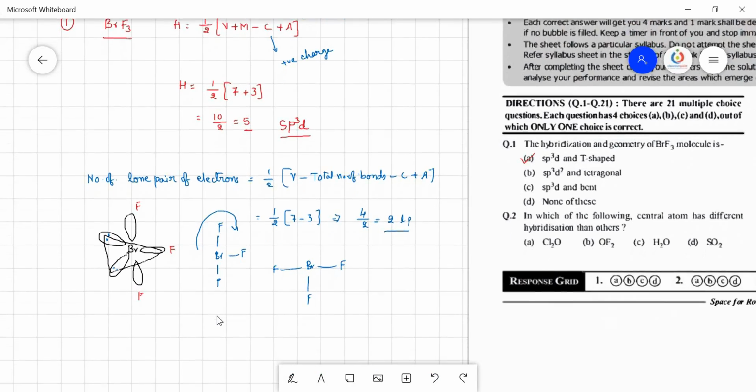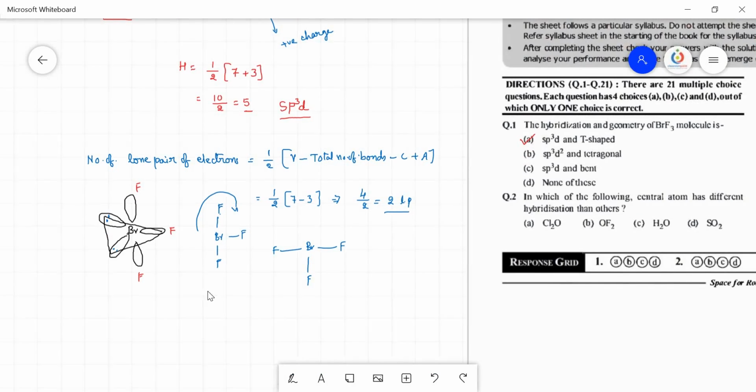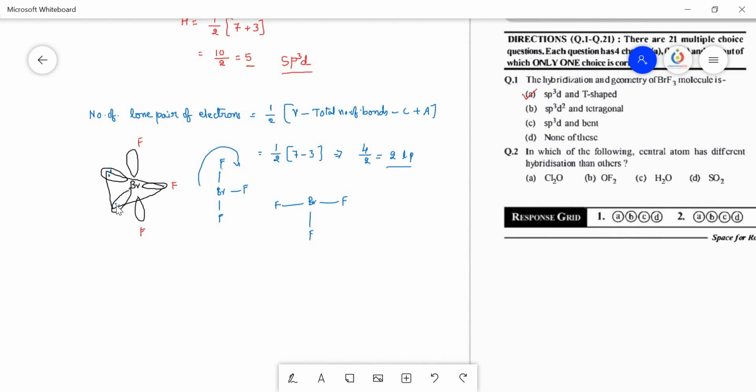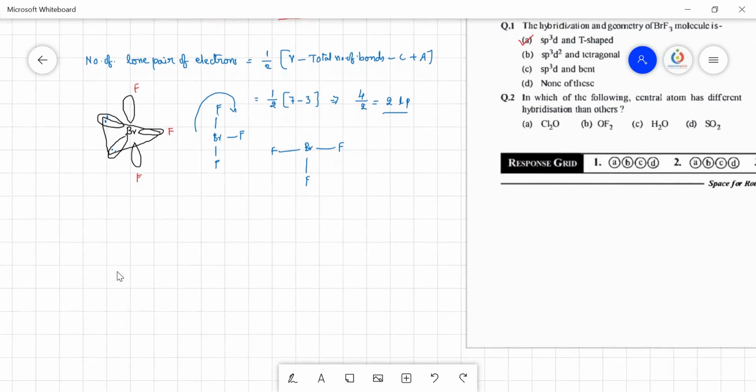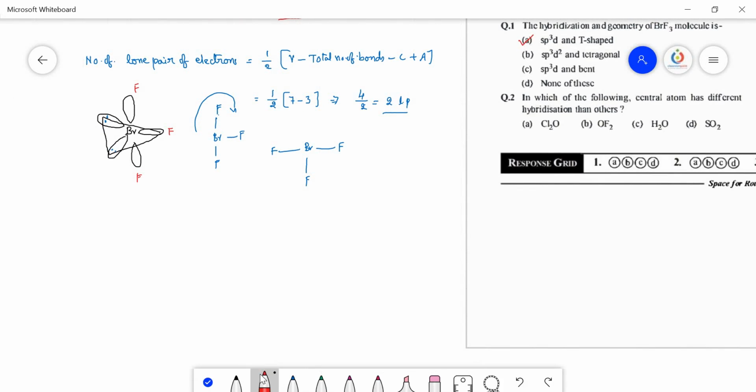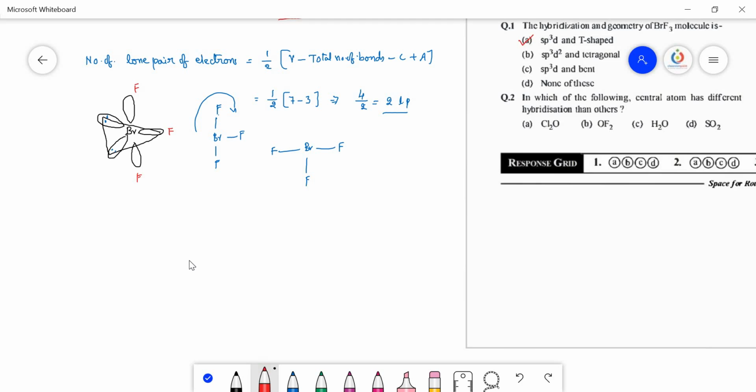In this particular case, some people may get a doubt regarding the position of the lone pairs of electrons. Why do the lone pairs of electrons not occupy these positions? Why are they occupying only these positions? If you see the trigonal bipyramidal shape, it looks like this. Just put one atom here, like if you take bromine.